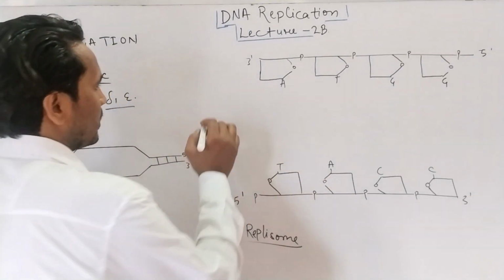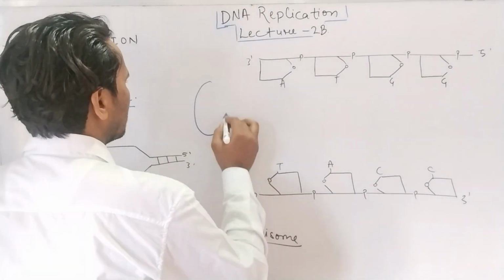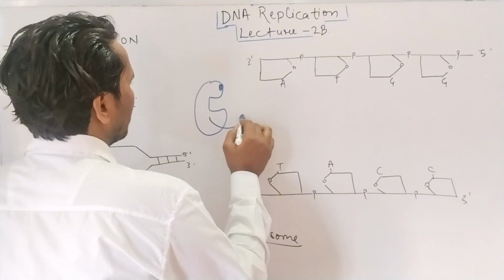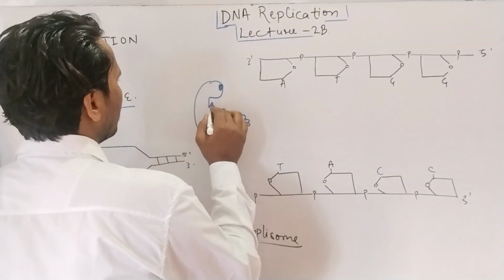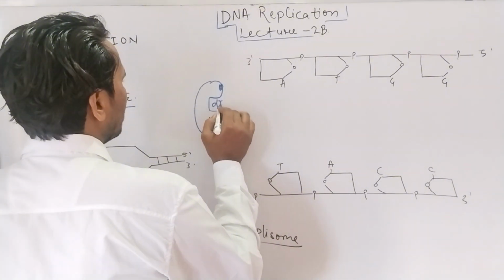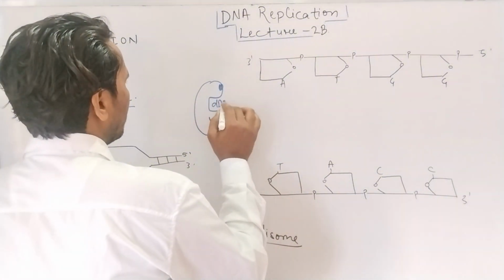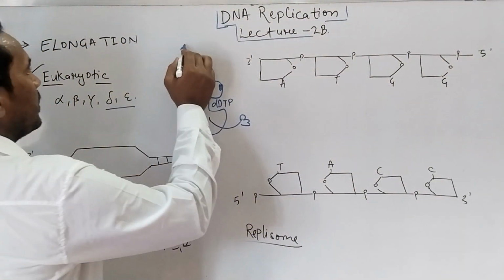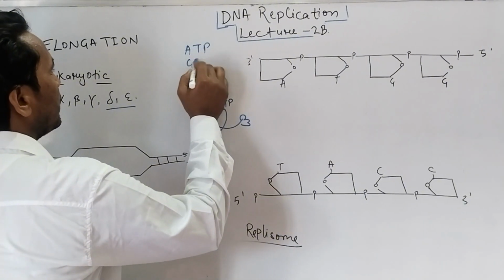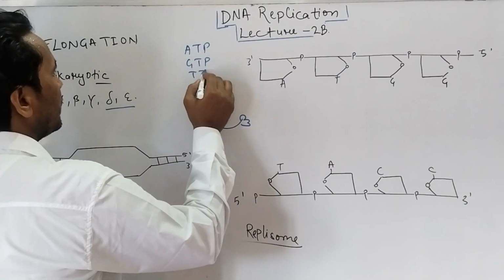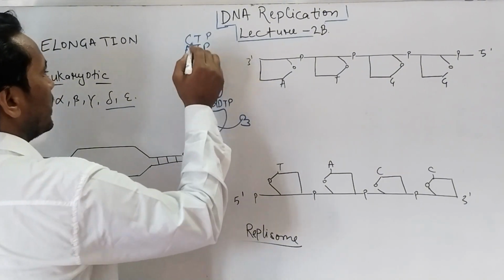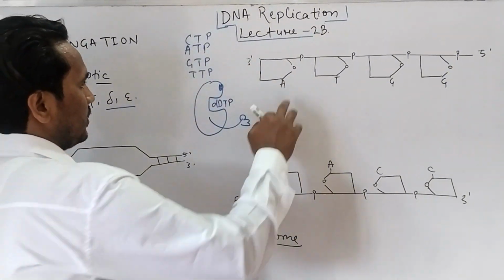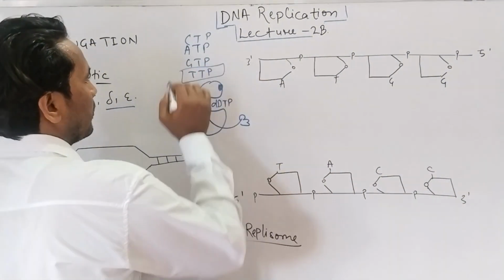Let me show. Suppose this is a polymerase enzyme. Now this is containing deoxy triphosphates, dNTP. The dNTP can be ATP, GTP, TTP, or CTP. Anything can be there, and it will incorporate it here. Now here it is an A, so what will we bring? We will take TTP from here.